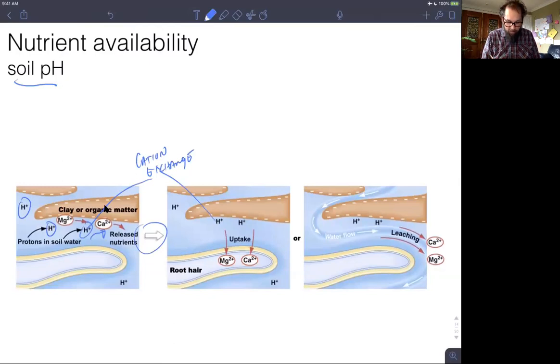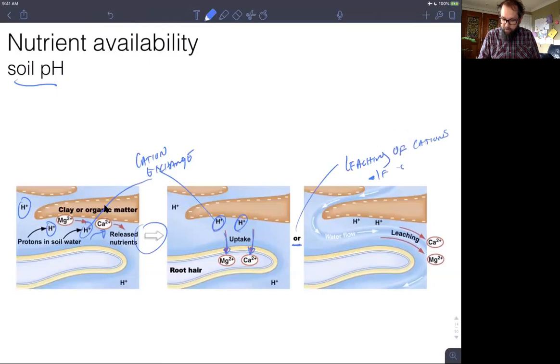And so as the hydrogen displaces those positively charged cations, then they're available to the plant to be taken up by the plant in the root hairs. The alternative here is leaching of those cations.